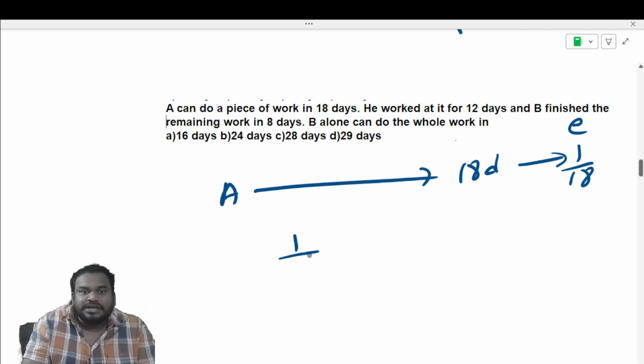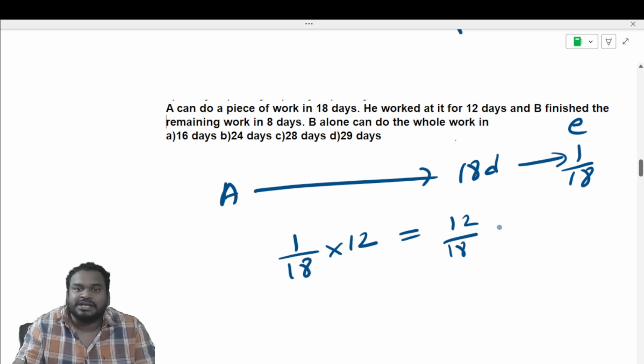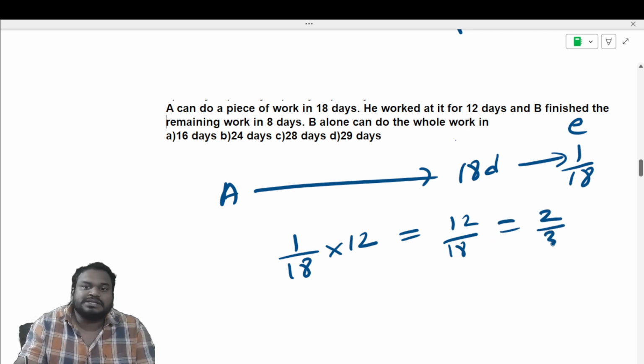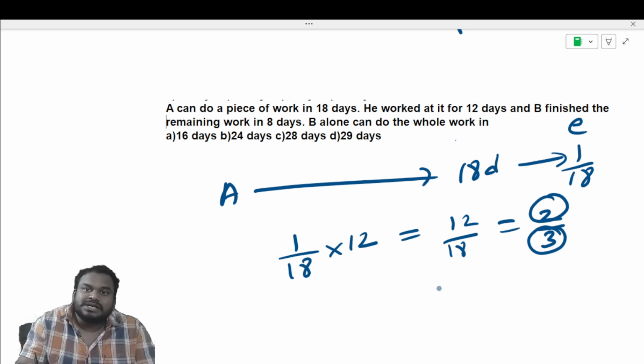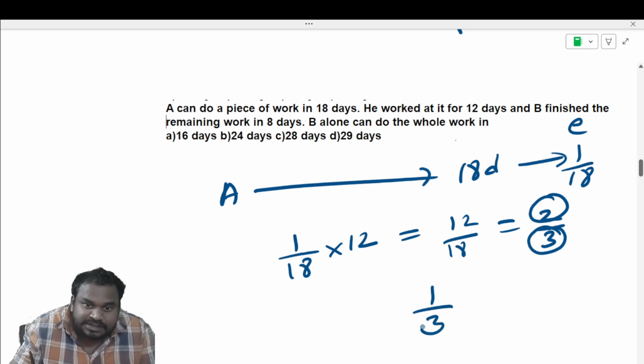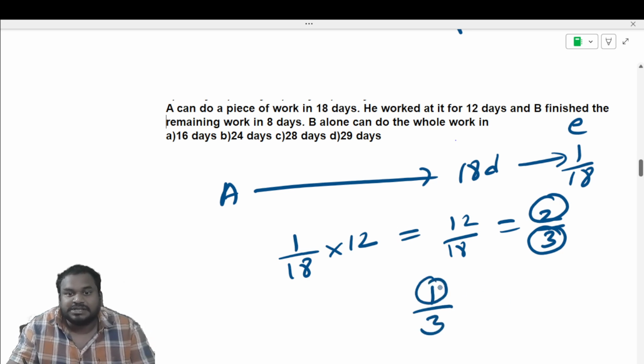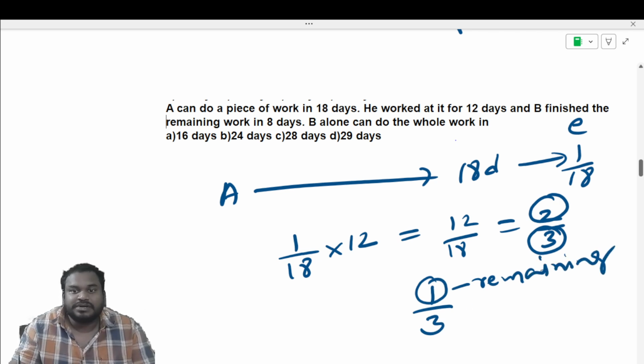In 12 days, 1 by 18 into 12 gives 12 by 18 amount of work, which is nothing but 2 by 3. So he completed 2 parts out of 3 parts of the work. Then what is the remaining work? If 2 parts are done out of 3, then 1 part is left. Out of 3 parts, 1 part is remaining.